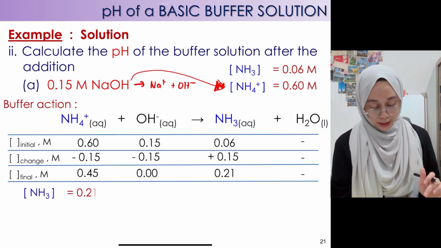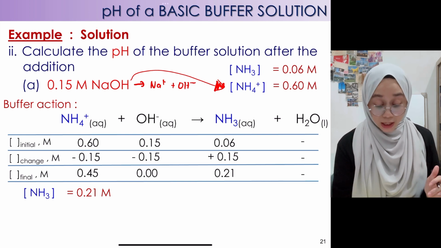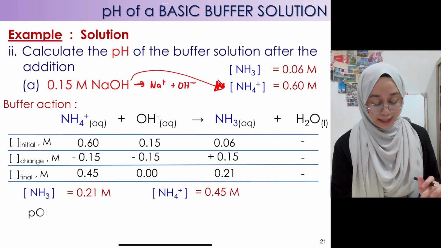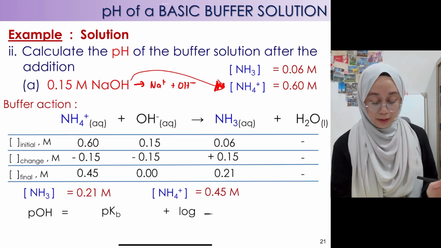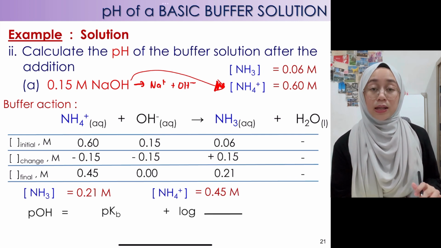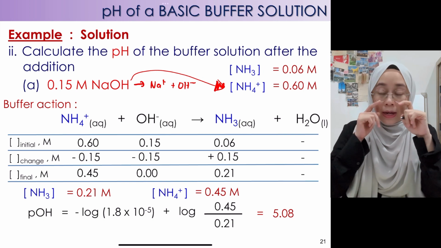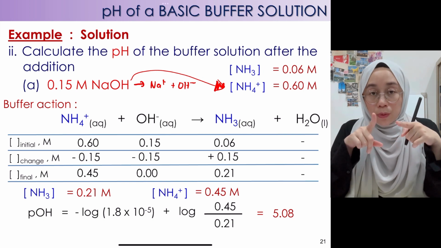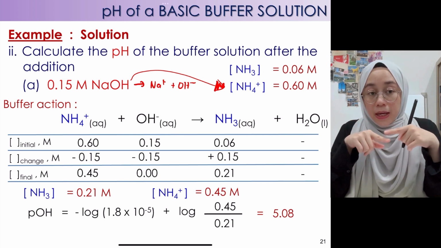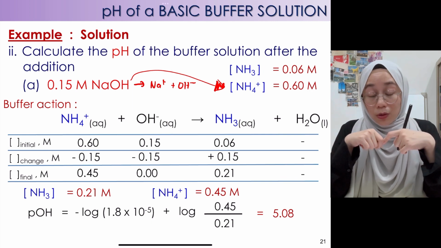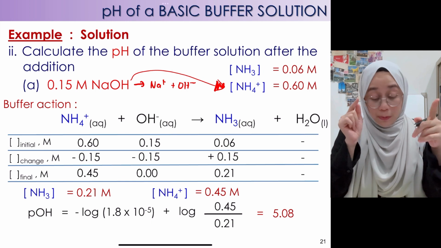Jadi sekarang ni kita dah ada the new concentration of ammonia and also ammonium ion selepas kita dah tambah the OH minus. Okay, jadi now kita boleh masukkan dalam the Henderson-Hasselbalch yang POH tu tadi. Okay, masukkan. So since we are adding base, strong base, so we are expecting the pH value to be slightly higher than daripada 8.26. So let's have a look, dapat tak higher than 8.26?